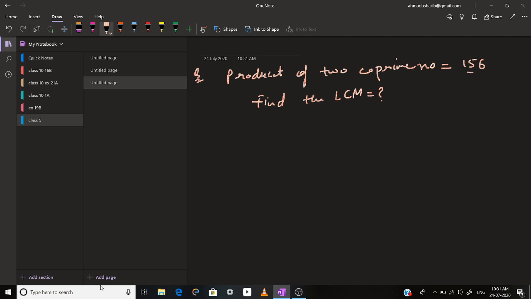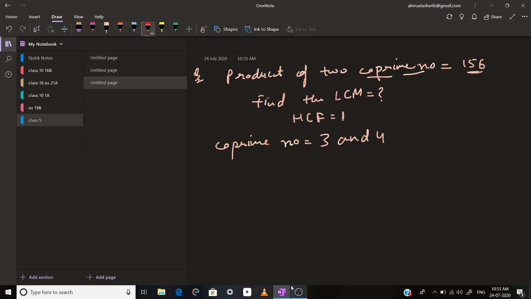Now this is the product of two co-prime numbers. Now what are co-prime numbers? Co-prime numbers are two natural numbers which have only one as their common factor. Okay. So for example, 3 and 4. 3 and 4 are co-prime numbers because their common factor is 1. So what will be the HCF? If the common factor is 1, then HCF will be 1.